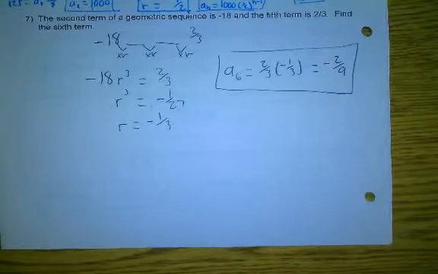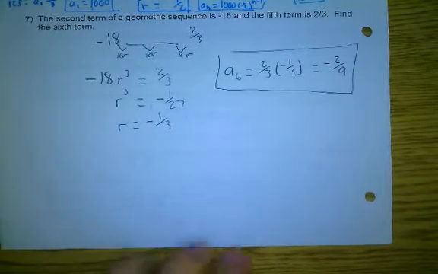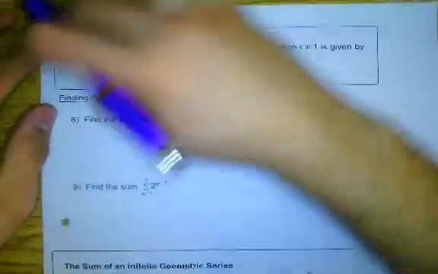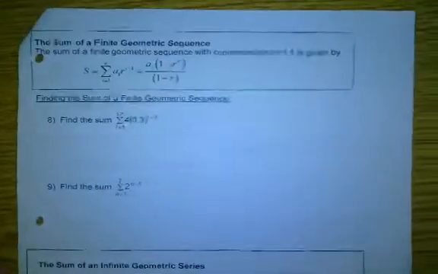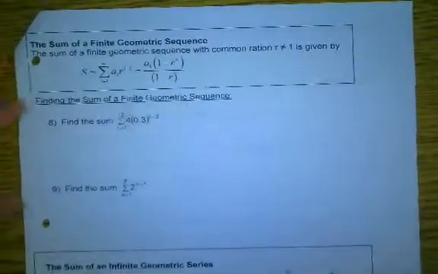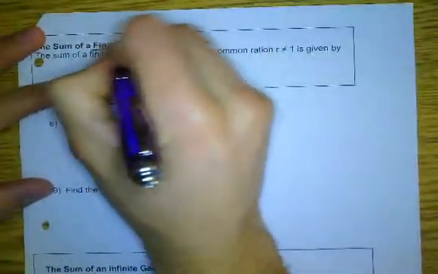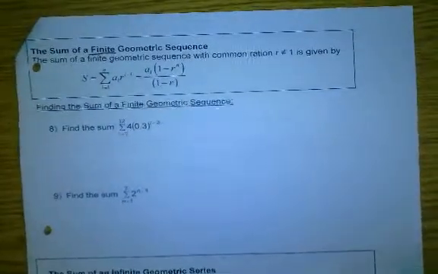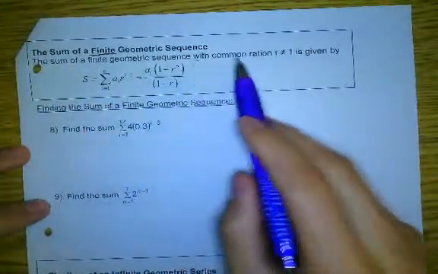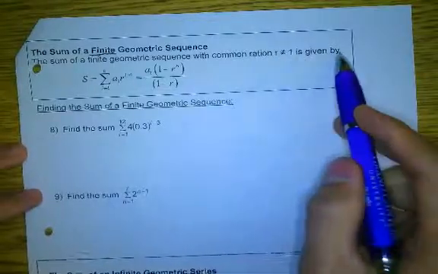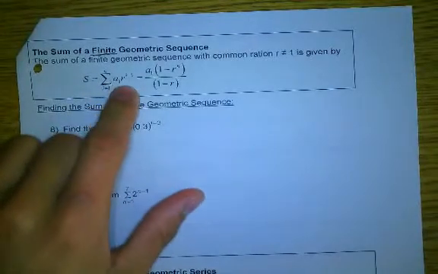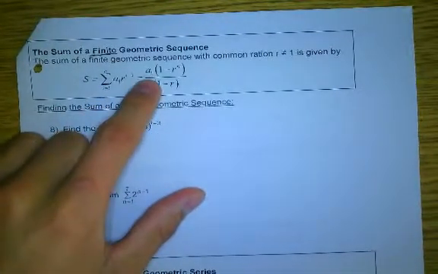And now we're going to talk about actual series, okay? This is a formula that you're going to have to memorize as well. To find the sum of a finite geometric sequence, you're going to use the following formula. The sum of a finite geometric sequence with a common ratio, where the ratio cannot be 1, is given by the following formula. The sum of a geometric series equals the first term times 1 minus the rate to the nth power, all over 1 minus the rate.